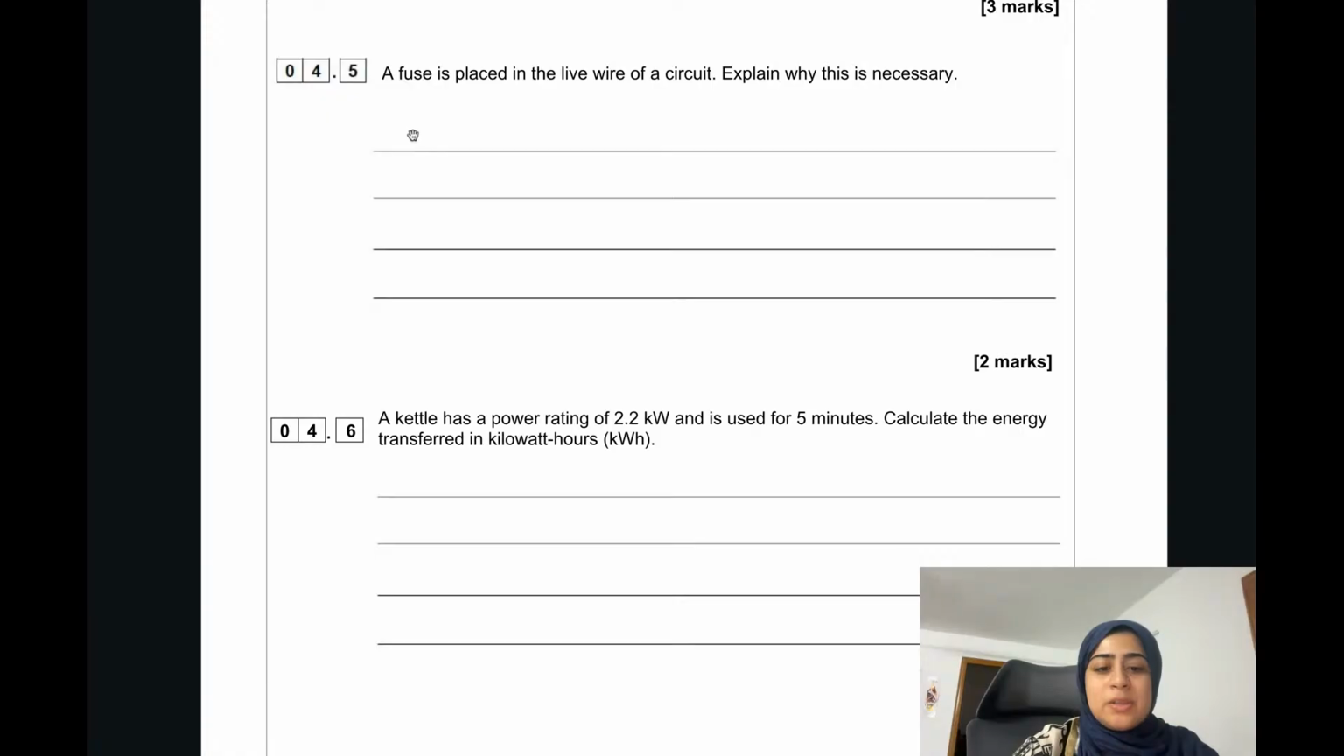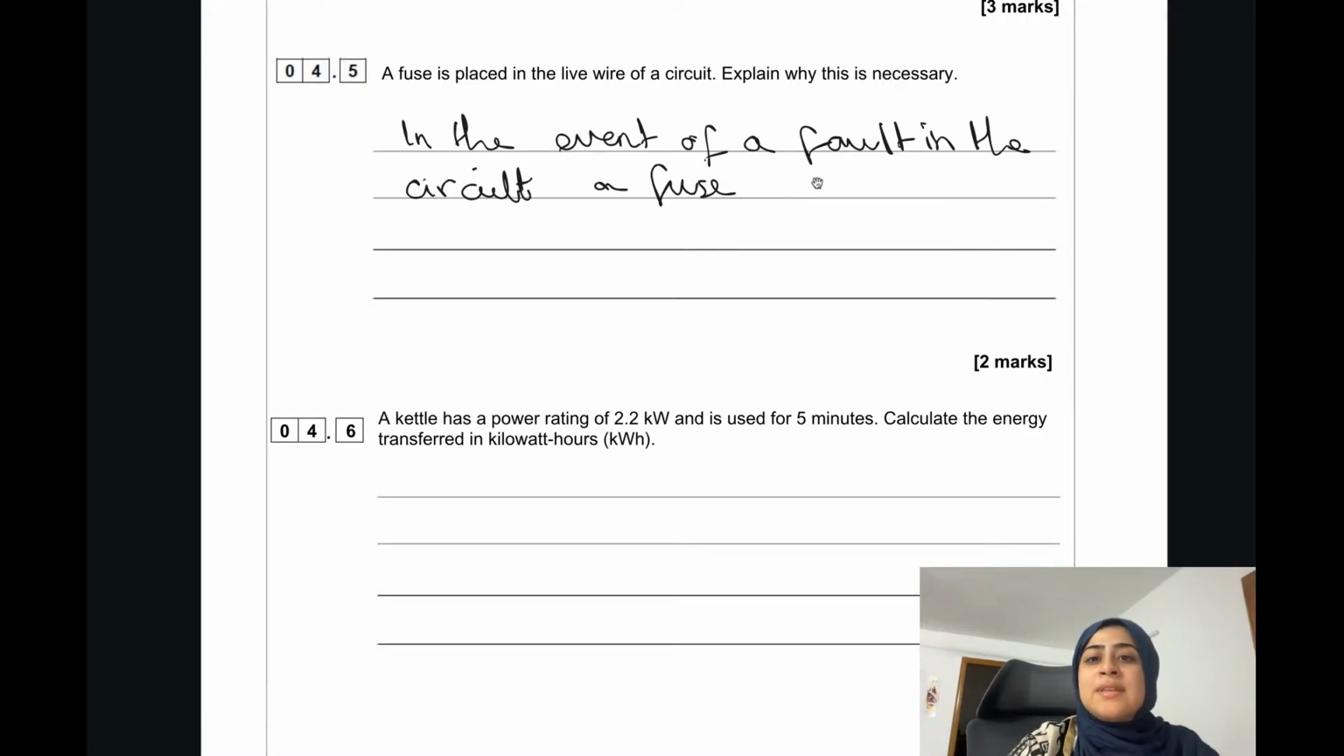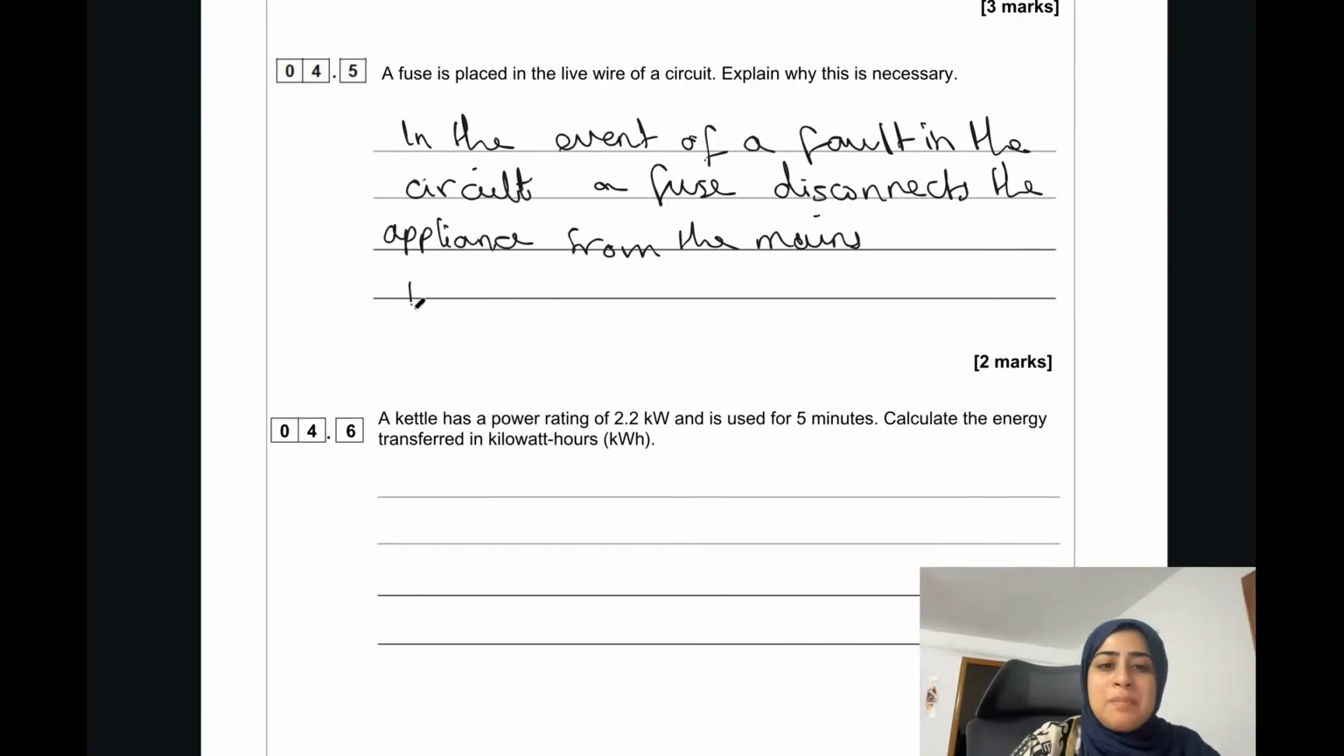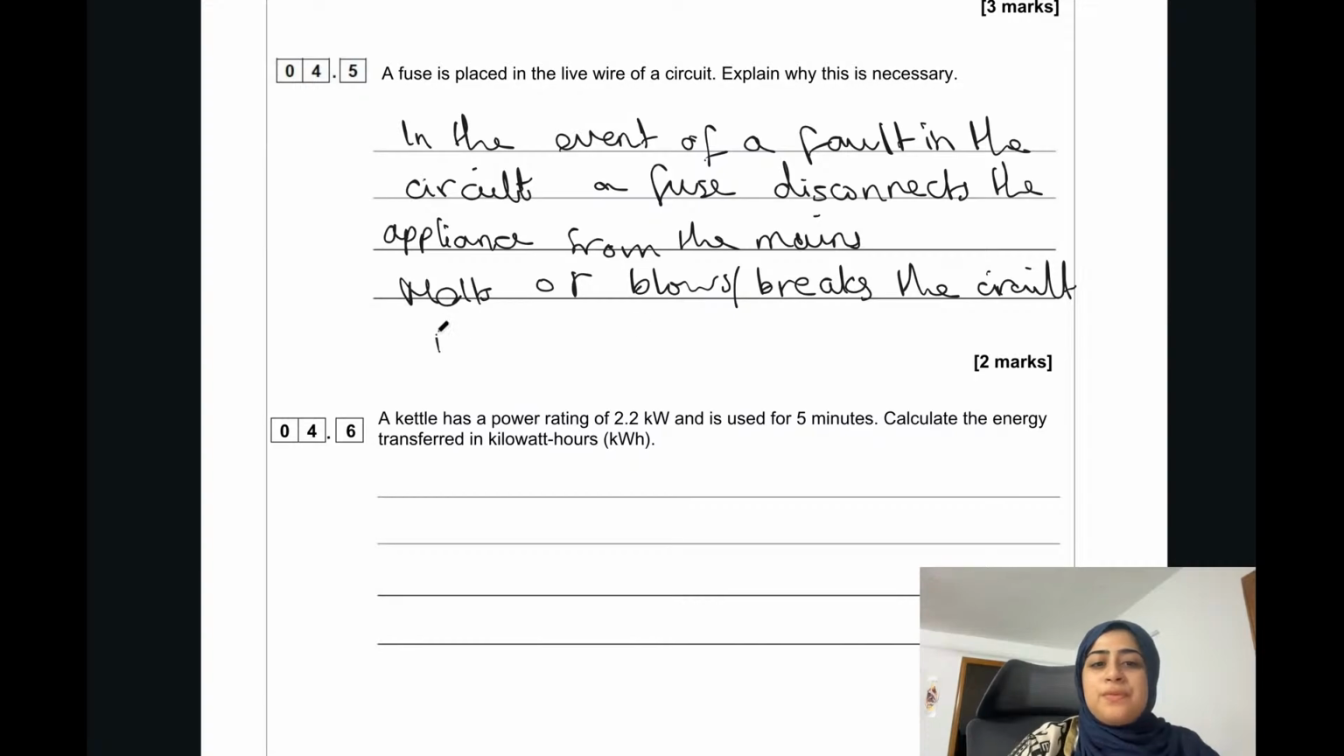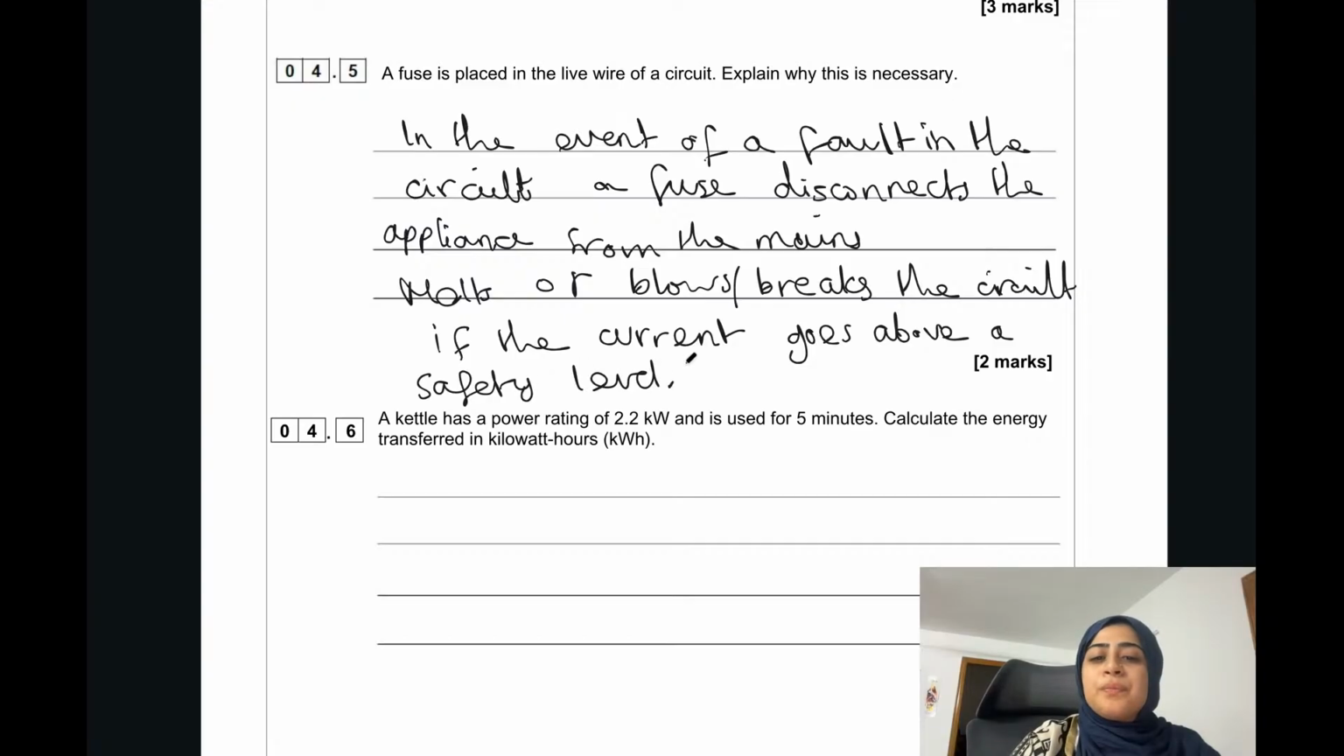So it says, why is it necessary to place a fuse? Well, in the event of a fault in the circuit, a fuse disconnects the appliance from the main circuit, and also it melts or blows / breaks the circuit if the current goes above a safety level. Okay.